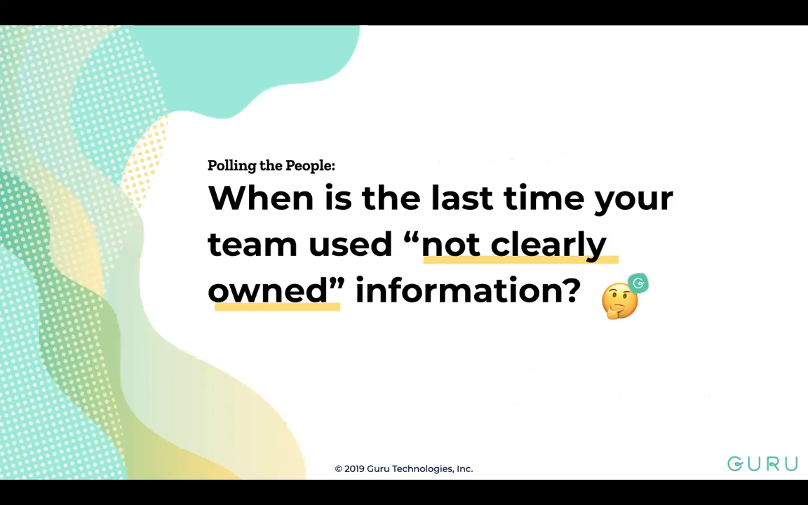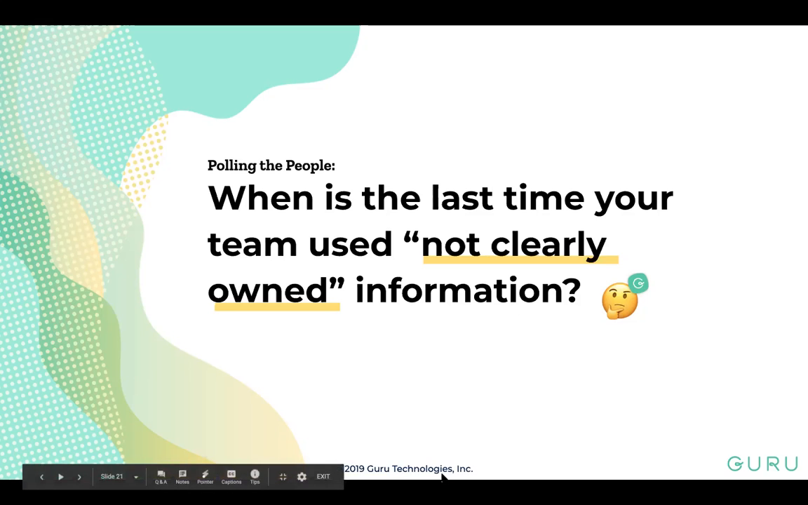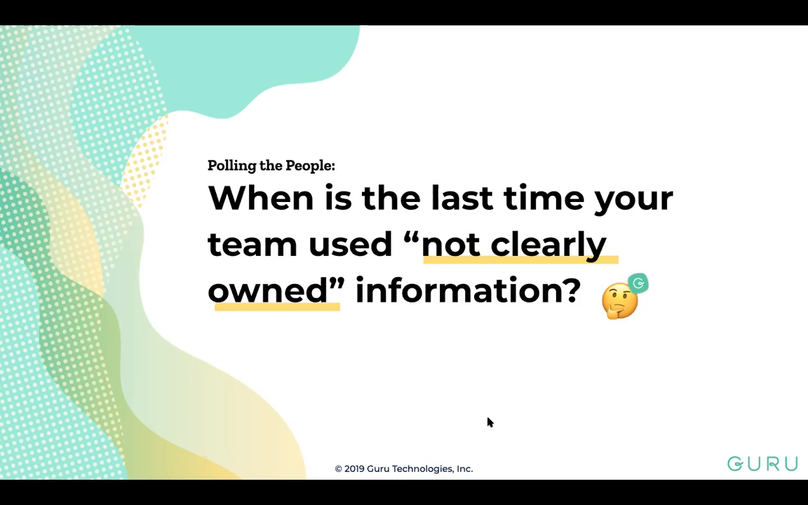All right, back to polling the people. Last time we talked a little bit about your authors having clear ownership over knowledge. So we're curious, when is the last time that your team used not clearly owned information? I'm just going to launch this poll here, and feel free to jump in with your vote.